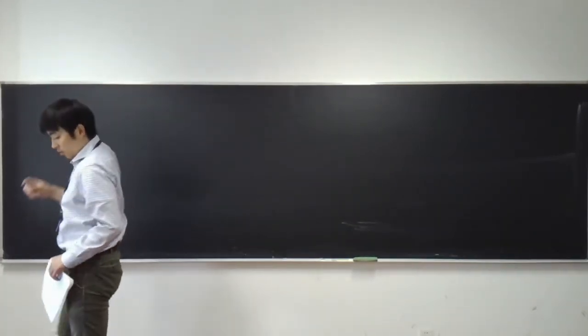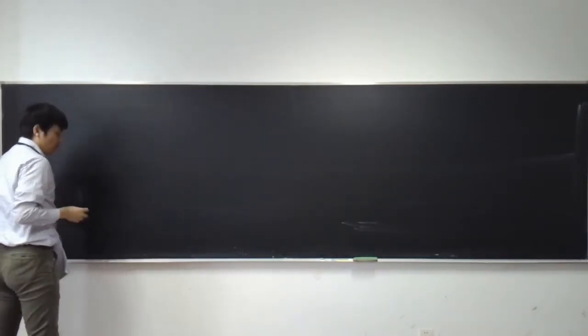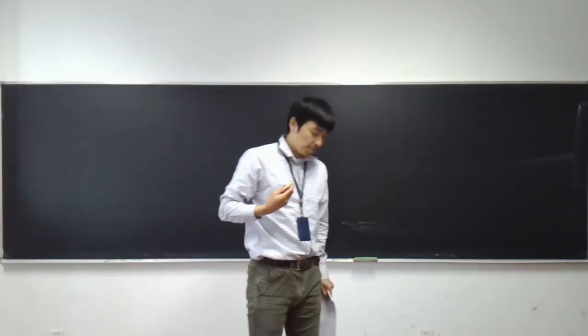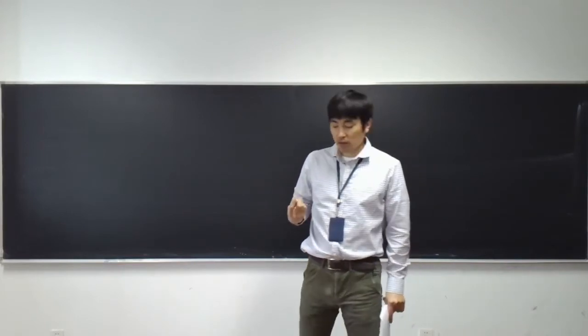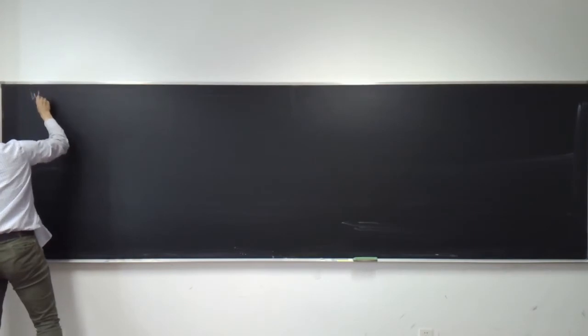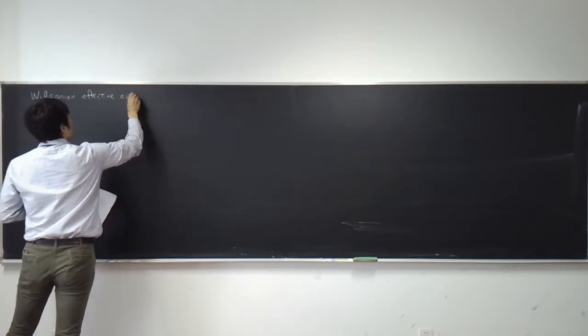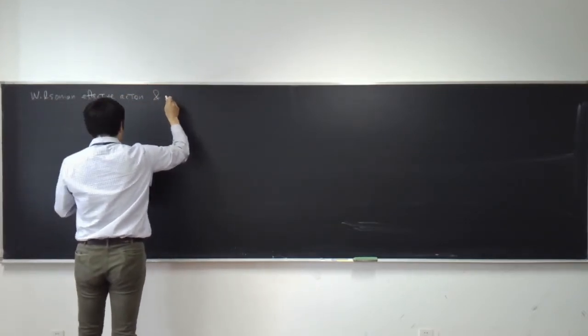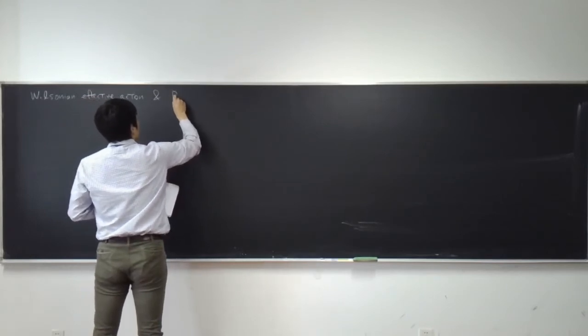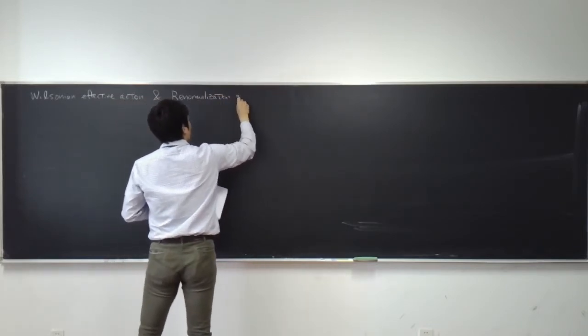Today, we will continue to learn renormalization in a more conceptual way. Last time we introduced power counting and the renormalized Lagrangian with counterterms. Today we will introduce the intrinsic meaning of renormalization: the Wilsonian effective action and the renormalization group.